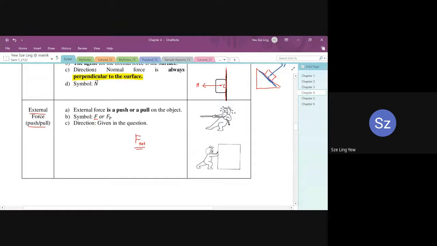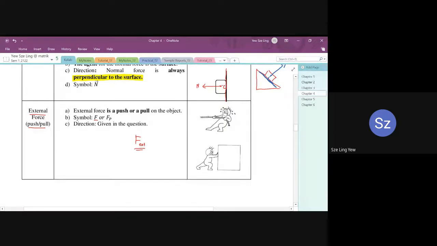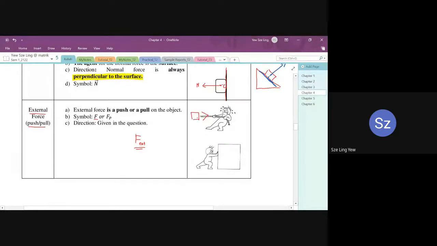Direction is given in the questions. Now if you pull the object, definitely the force is away from the object. Let's say this is the object, you pull it, this is your F. Now if you push the object from the left hand side, the force will come out towards the right hand side, because we know that a vector cannot enter an object. It must come out from the object. So if you push something, the force will come out from the other side. This is how we identify the directions of the force.